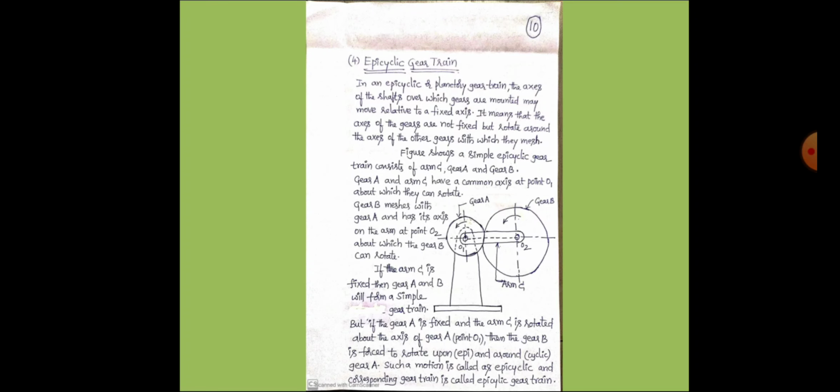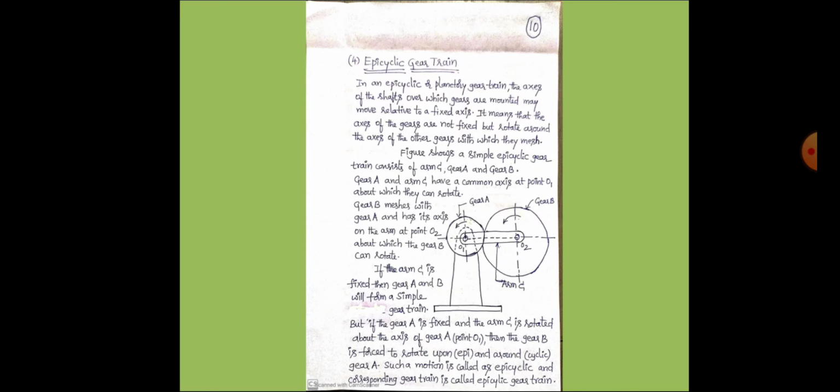But in epicyclic gear train, the axis of the shaft over which the gears are mounted, instead of being fixed, move relative to a fixed axis. This is the difference between the epicyclic gear train and the earlier three types of gear trains which we have studied. It means, what is the meaning of it? So what I told, in epicyclic gear train, the axis of the shafts over which the gears are mounted may move relative to a fixed axis.